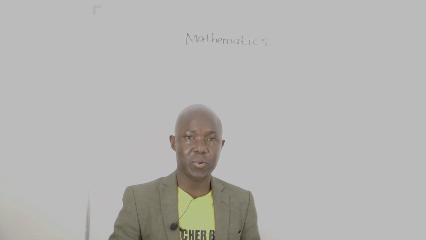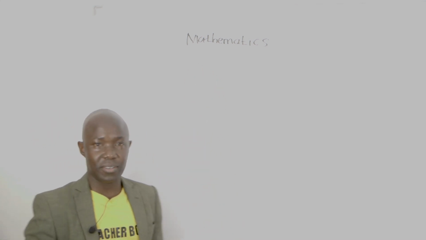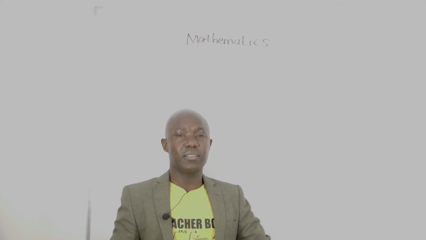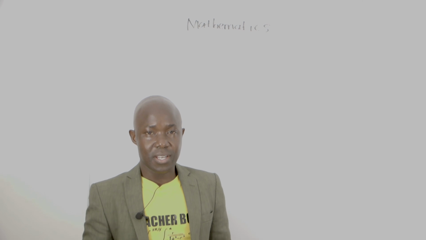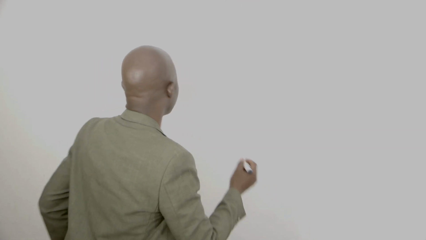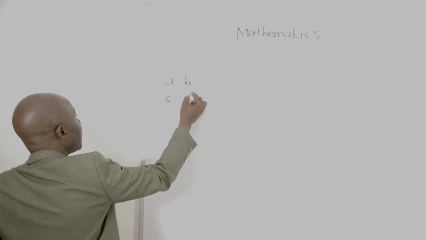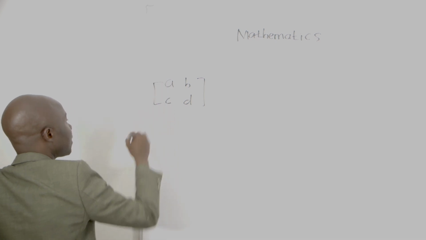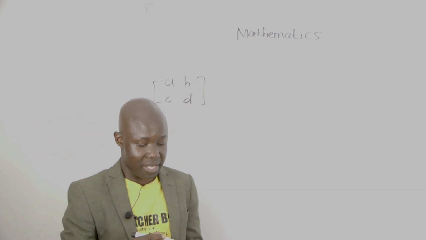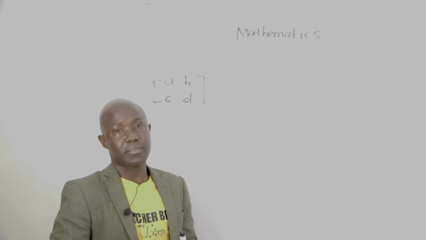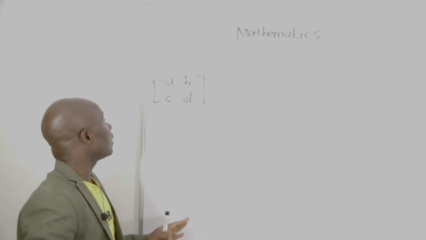Today we are going to do some questions in matrices, which is also in mathematics. So basically, when we talk about matrices, we simply mean an array of numbers. An example somebody can give you, you have A, B, C, and D. But remember one thing, when we talk about a matrix, or that array of numbers, there's some of the key areas we will consider today.